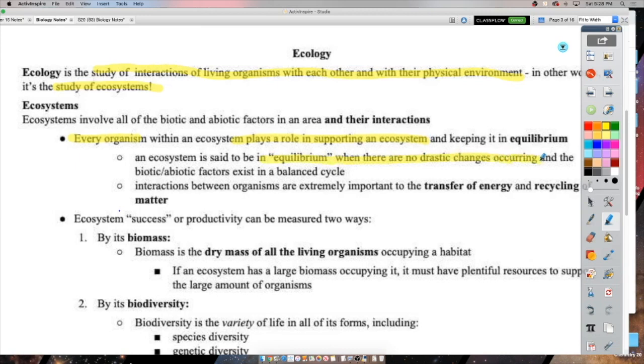So when things are kind of balanced, right? When there's not crazy jumps or drops in populations, and the ecosystem is kind of in a stable cycle at balance. That word equilibrium literally means balance, okay? And the biotic and abiotic factors exist in a balanced cycle. So we're going to talk about the transfer of energy and the recycling of matter. Those two things are what keeps an ecosystem going. We'll see that later, okay?